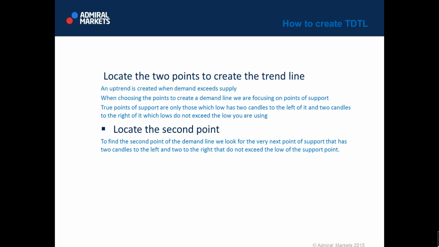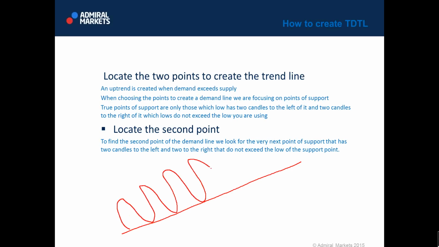Okay? Now what Tom DeMark says is we should first locate the 2 points to create the trend line. An uptrend is created when demand exceeds supply, and a downtrend is created when supply exceeds demand. Now, let's talk about uptrend. This is an uptrend example. When choosing the points to create a demand line, that demand line is basically an ascending trend line. That is what Tom DeMark calls the demand line. So that is basically a standard ascending trend line.